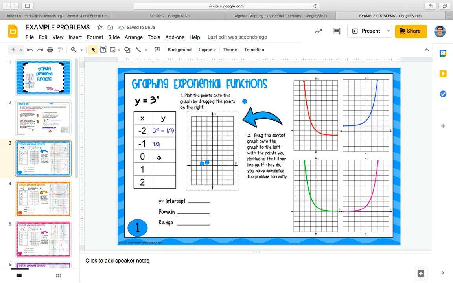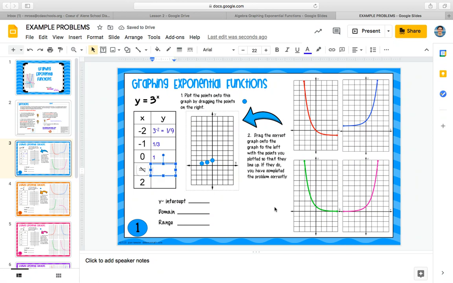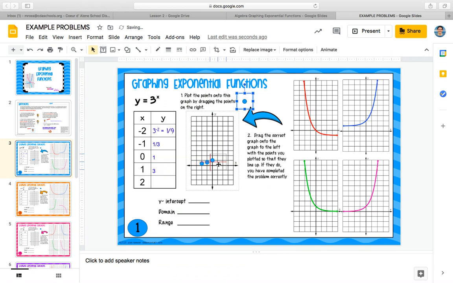Now let's do 0. 3 to the 0 is actually just going to be 1, right? Anything to the 0 is just 1, so we can drag this point and plot it where we think. Use shift to place it a little bit better. When x is 1, 3 to the power of 1 is just 3. So now we can drag this point. When x is 1, your y is 3, so it's going to be about right there. Sorry, that's 2. Let me drag it up a little bit more.